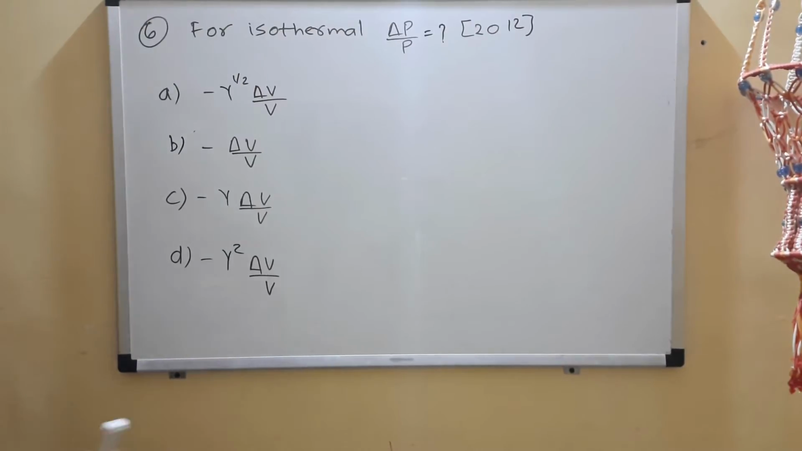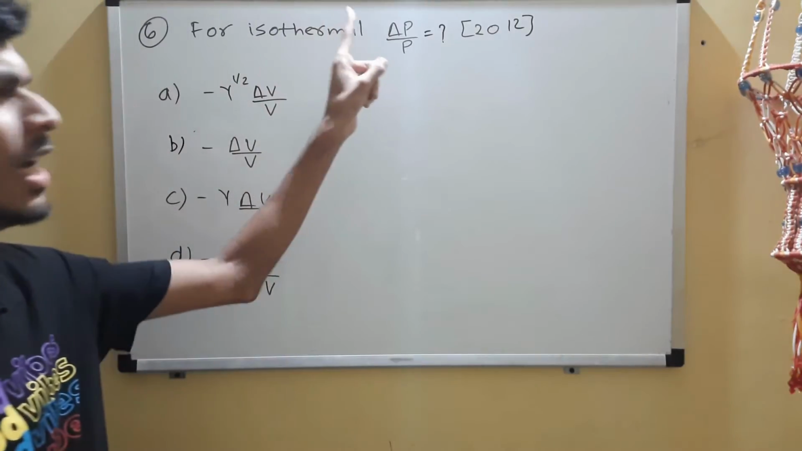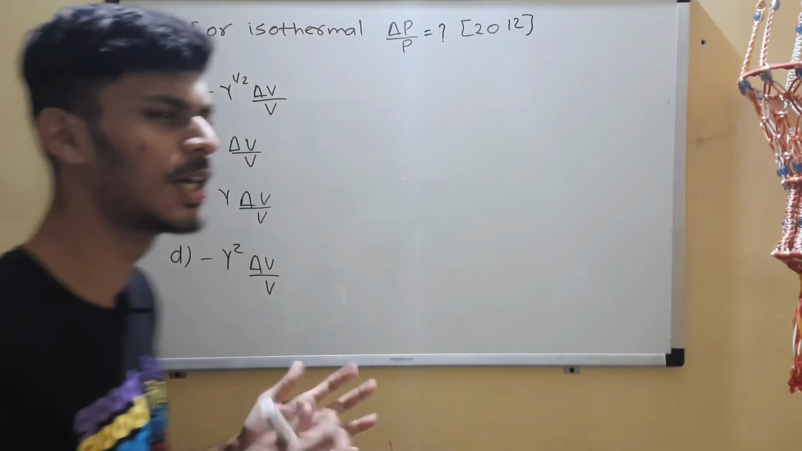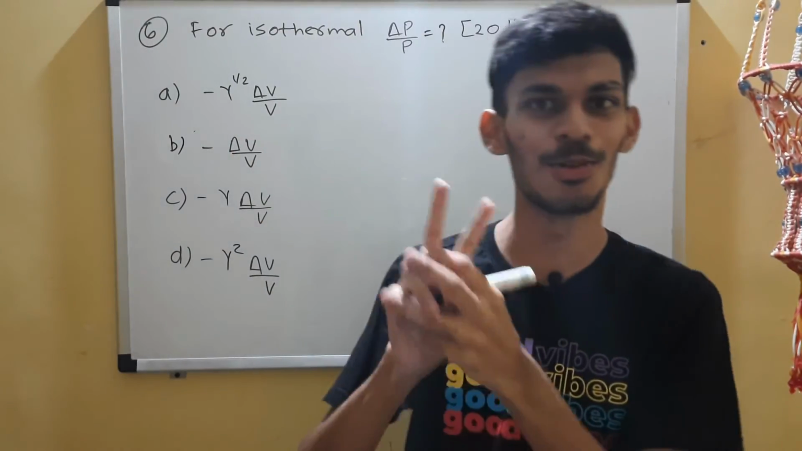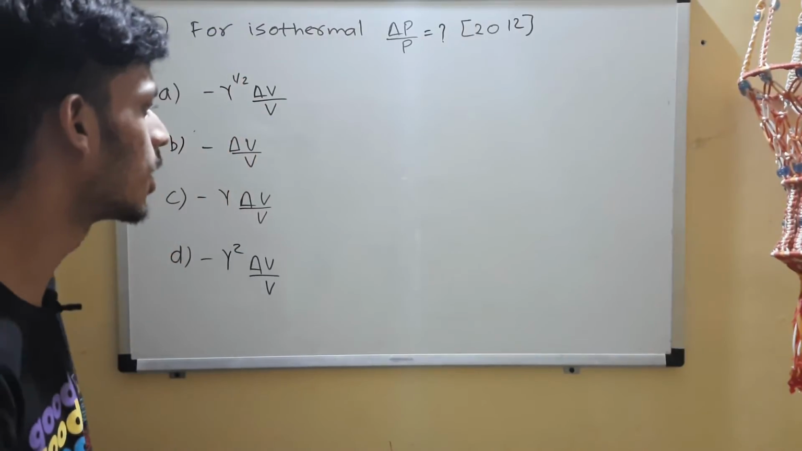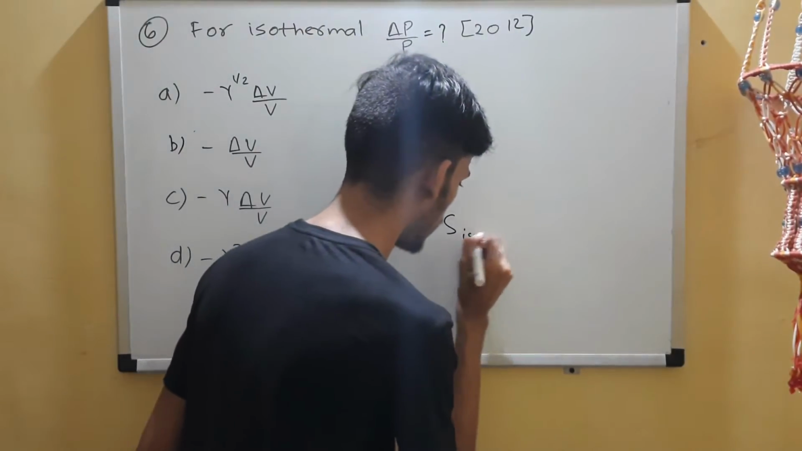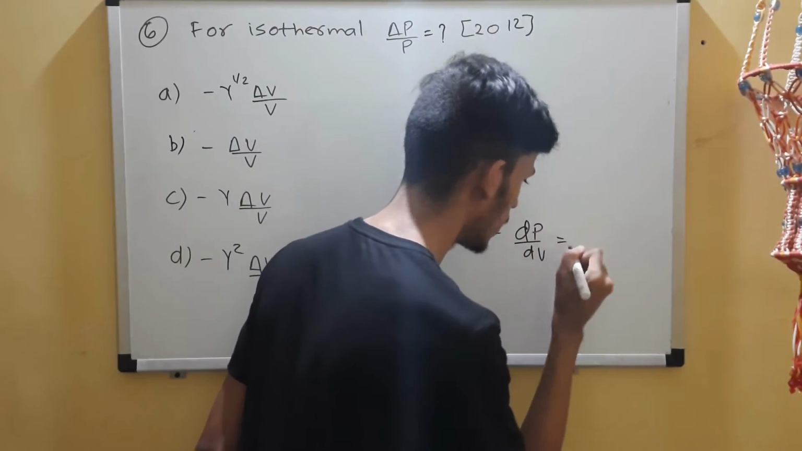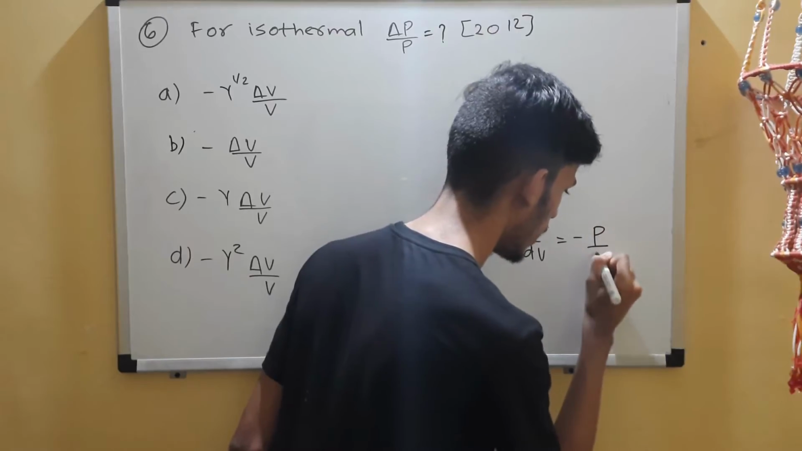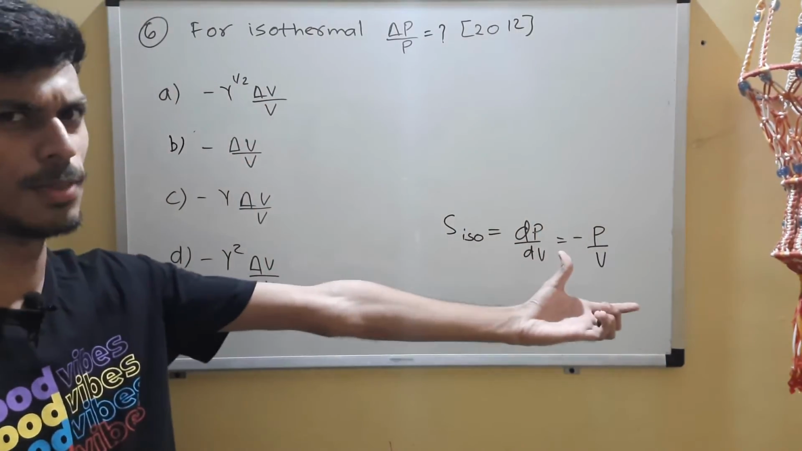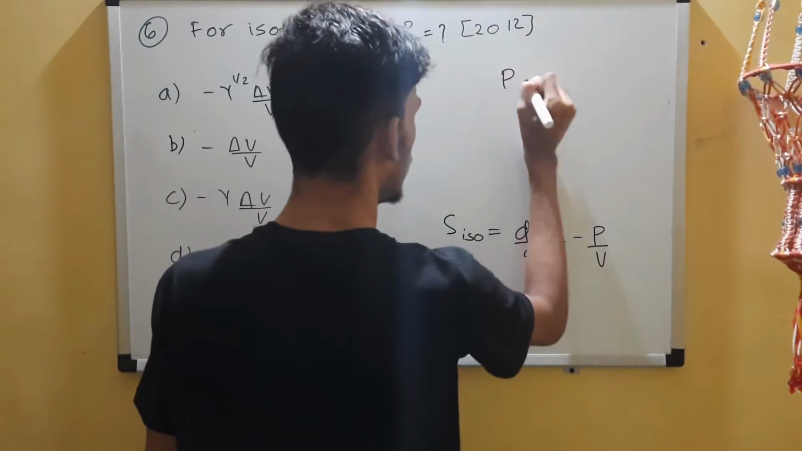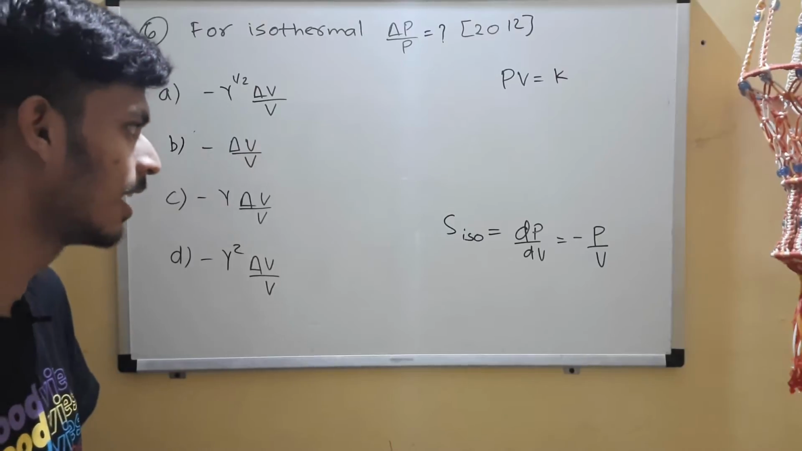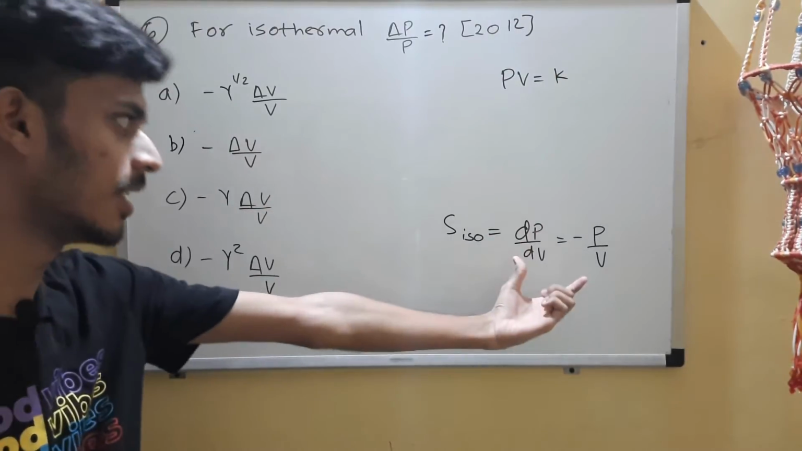So question 6 over here, in this question you are supposed to find the value of delta P by P for an isothermal process. Okay, this was asked in 2012, a super easy question if you have paid attention to question 2. Because there we discussed that slope of isothermal process is given by dP by dV, which is equal to minus P by V. How did we reach over here? We use the relation PV equals K, right? PV is constant in an isothermal process, right? So then we differentiated this and we reached this relation.